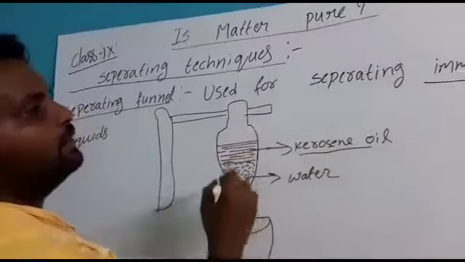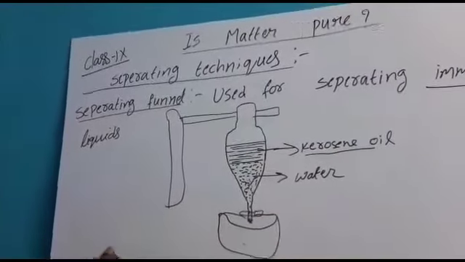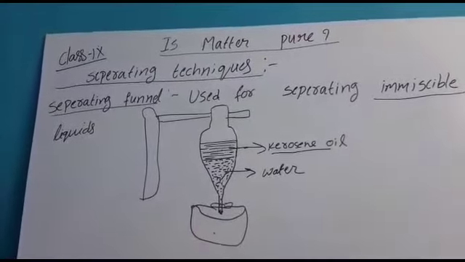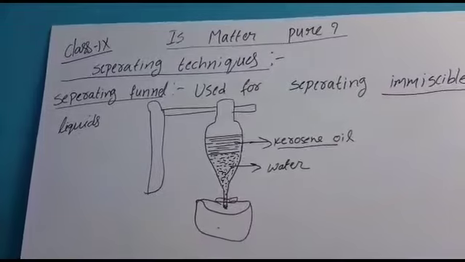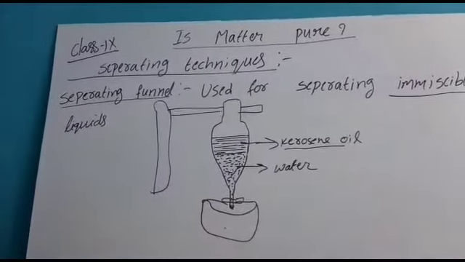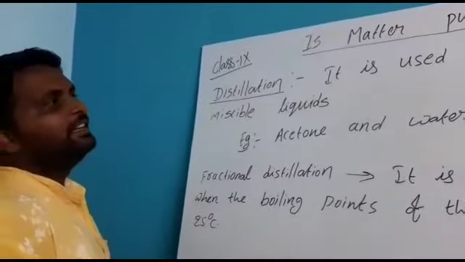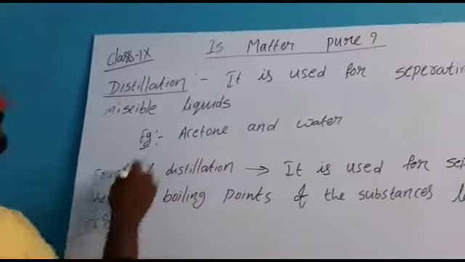A very important question: they will ask you how can we separate immiscible liquids? Which apparatus can we use for separating immiscible liquids? What is that? Separating funnel. Another technique is distillation. It is used for separating miscible liquids.